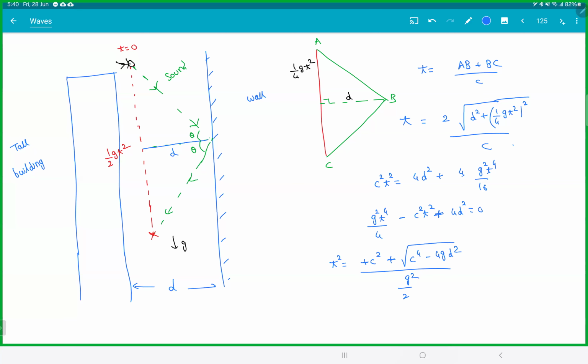So there are two roots, right? Plus or minus. So there are actually two roots possible here. That means we thought it is only one time, but the math is saying there is one more sound wave which will hit here, which will reach him here again. So this can have multiple answers. We can have two answers, we can have one answer, and if c power 4 minus 4 g square d square is less than 0, it means you won't hear an echo.